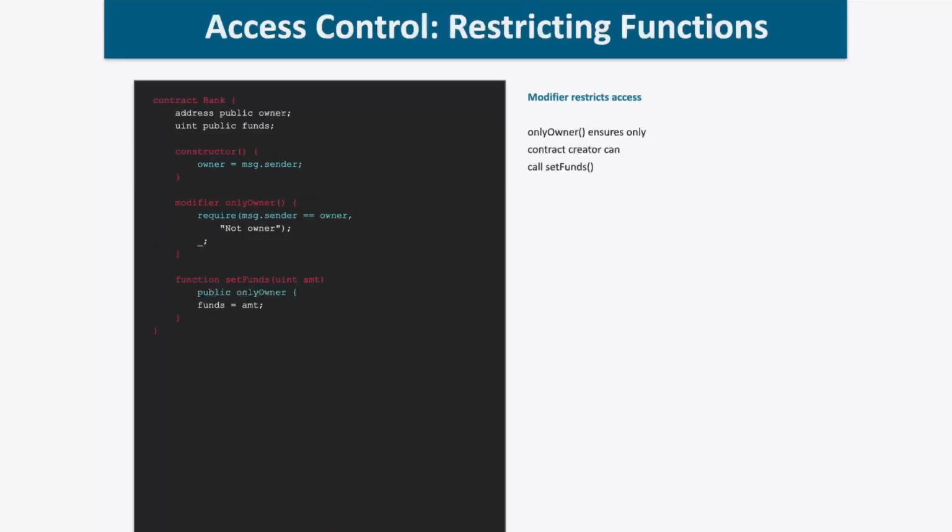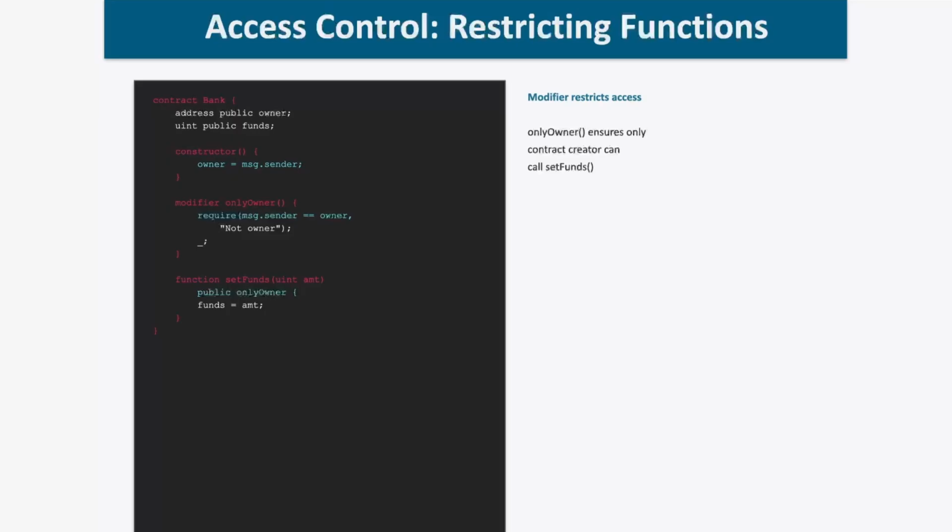Now another critical security pattern, access control. Many functions should only be callable by specific people, the owner, admins, and approved addresses. Without access control, anyone can call anything. That's a disaster. In this contract, anyone can call set funds. They can set total funds to 0 or to 1. There's no restriction. The solution is modifiers.